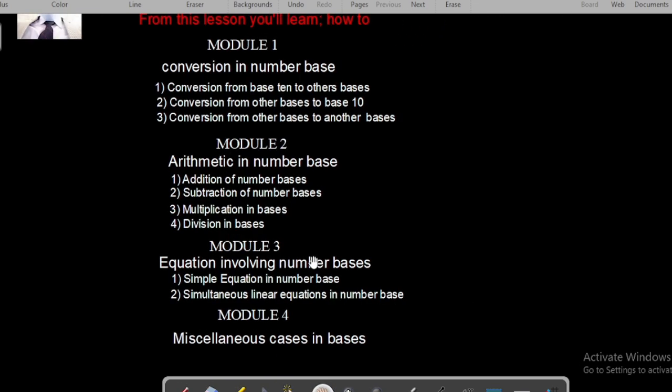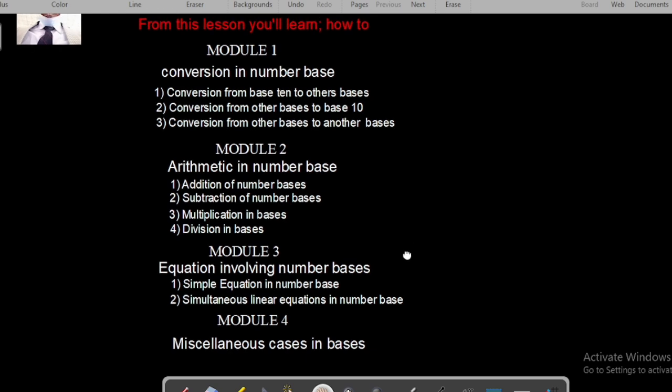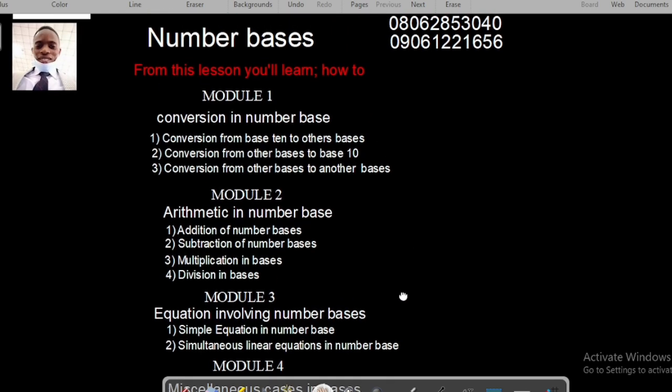In the third module, we'll be talking about equations involving number bases. Under this module, you will learn simple equations in number bases, how to solve them, and also simultaneous linear equations in number bases, how to solve simultaneous linear equations in number bases. And the last module under this topic is called miscellaneous cases. In this module, you will learn what problems lead to number bases.